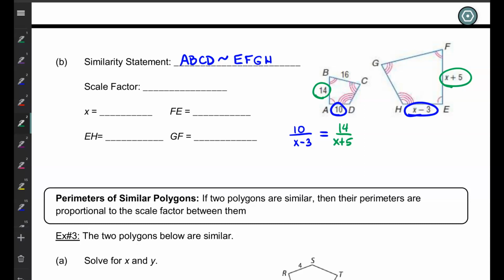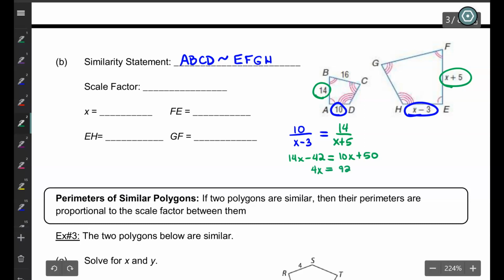Okay, let's go ahead and cross multiply. All right, so I get 14x minus 42. Don't forget to distribute. And then we get 10x plus 50. Let's see, subtract 10x from both sides. Go ahead and add the 42, so I get 4x equals 92. And then we get x equals 23.